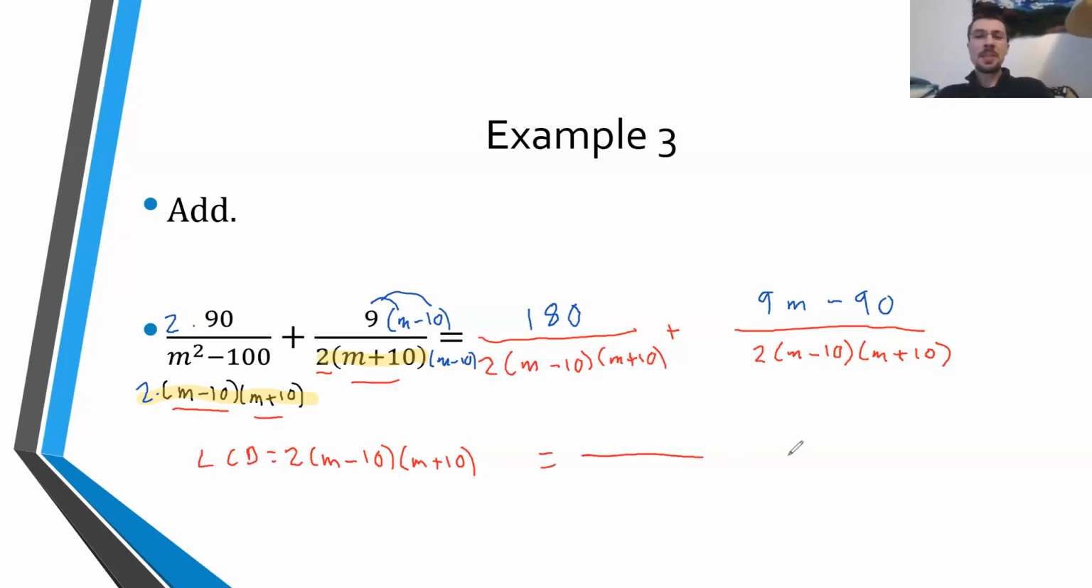Now that we have common denominators, add the fractions. In the numerator, 180 plus -90 is going to be a positive 90, and we have a 9m. The denominator stays the same.